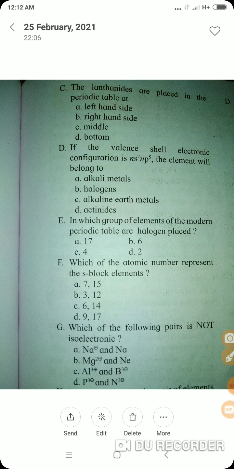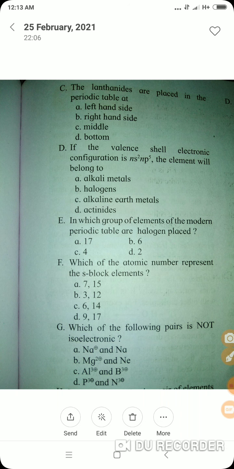Now next is E number MCQ. In which group of the modern periodic table are halogens placed? As we know from the study of the structure of the modern periodic table, groups and periods, the halogens are placed in the 17th group of the periodic table. So option A is correct.